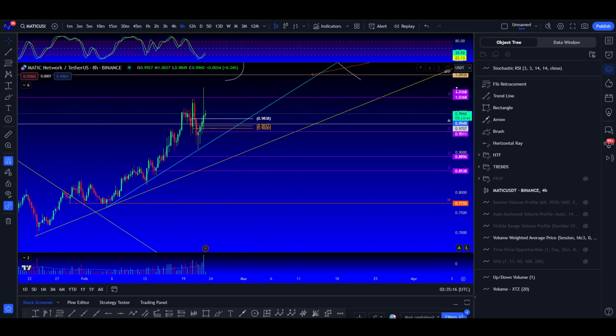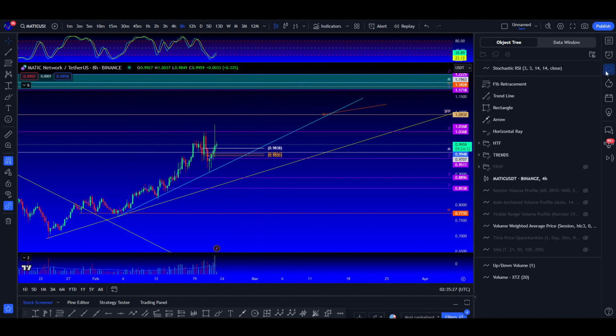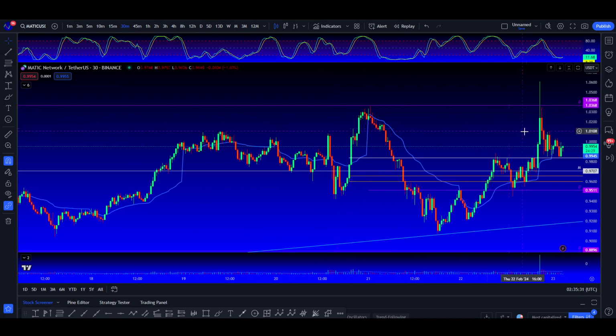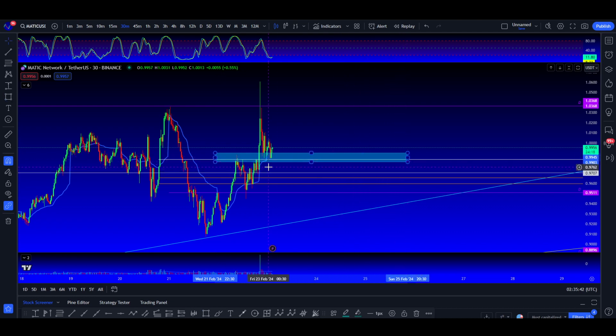So we're just waiting to see what MATIC does. Right now, I wouldn't really be looking too long unless it comes back down and touches this monthly level like what it did a little bit more locally. If we do get that test again, then I would be looking to long. I mean, right here is also a support and resistance zone, so it's not a terrible area to enter a long, but you are a little bit more aggressive. And there's nothing wrong with being an aggressive trader. You just have to make sure you manage your risk.